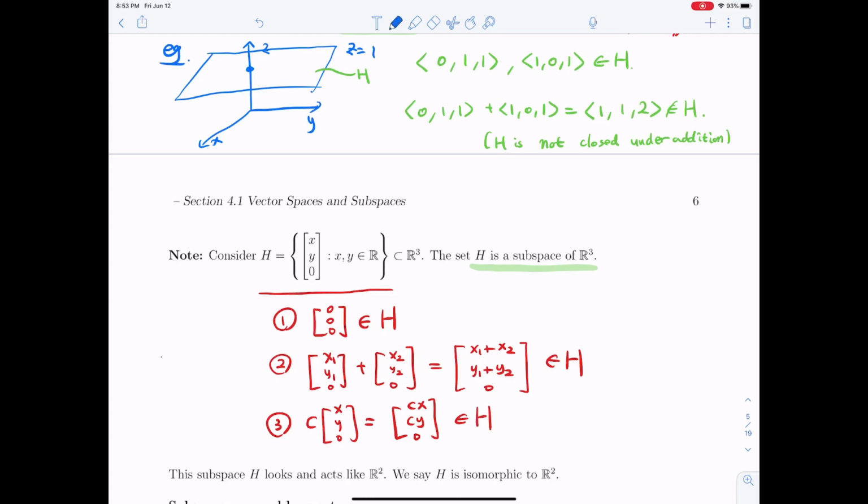So if you plot that H into three-dimensional space, then we get a plane that looks like R2, looking like this. And in this case, we say a subspace H is isomorphic to R2. Or in other words, that means H looks like and acts like R2.